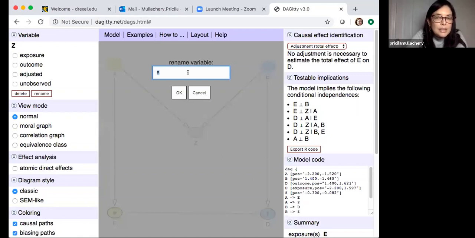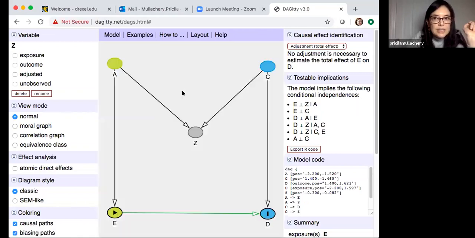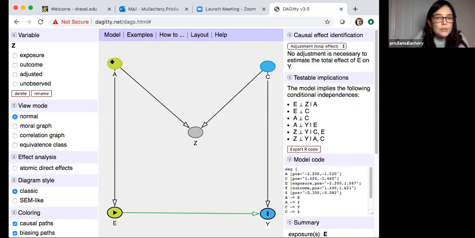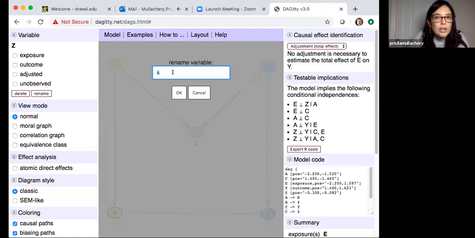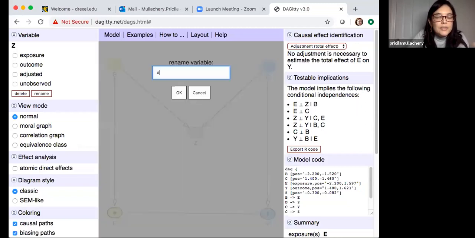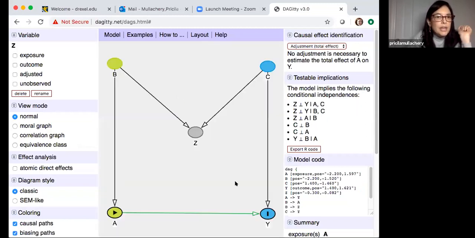I'm going to rename it as C, so we can have it exactly the same way as we had the example. I'm going to rename this one too: pass over it, press R, and call it Y. Then I'm going to do the same here and call it B. And for this one, I'm also going to change it to A. So now we have the exact same letters that we have in the example.